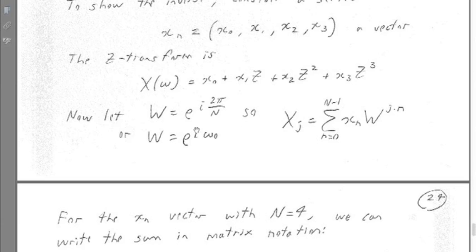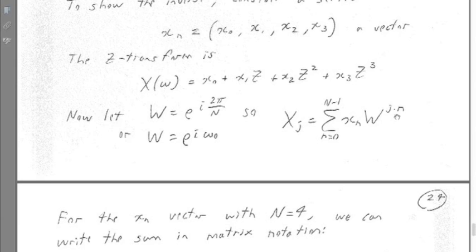So, same w here. Our discrete Fourier transform, here's the forward transform. X at frequency j is equal to a sum over time indices from 0 to n minus 1 of x at index n times this w to the power of n times j.